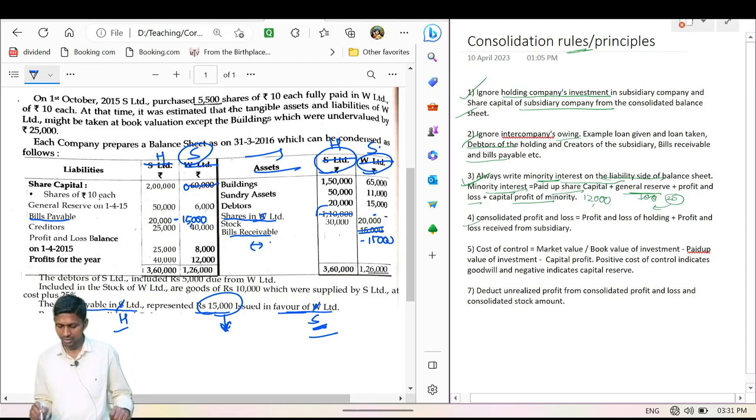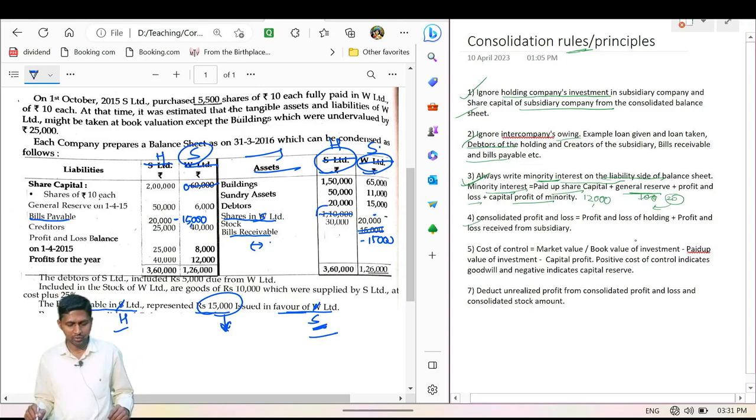Understood? Then, my dear students, we have the next rule, the fourth rule. Any doubt in the first three rules? First, what? Very simple. Investment of the holding in the subsidiary and subsidiary share capital. Ignore it. Leave it. Now go ahead. Second rule. As per the second rule, they are saying intercompany owings, leave them.